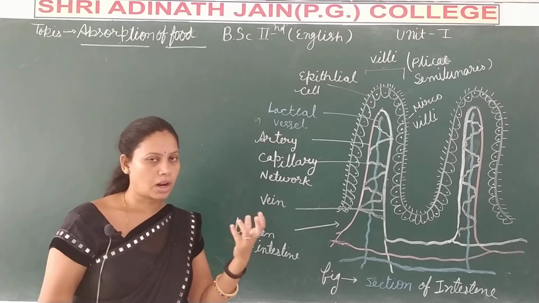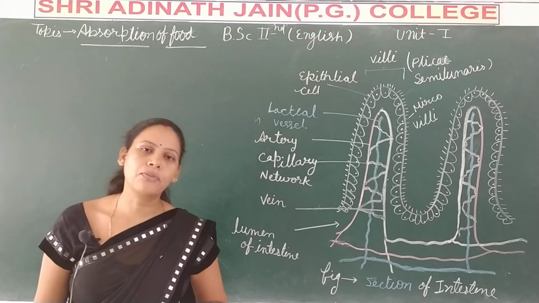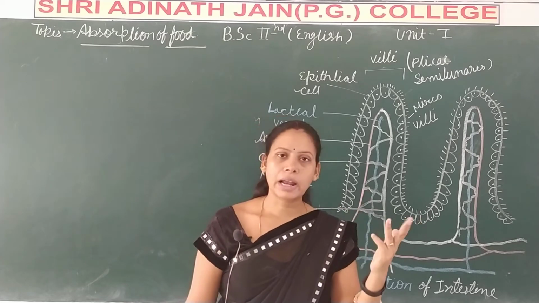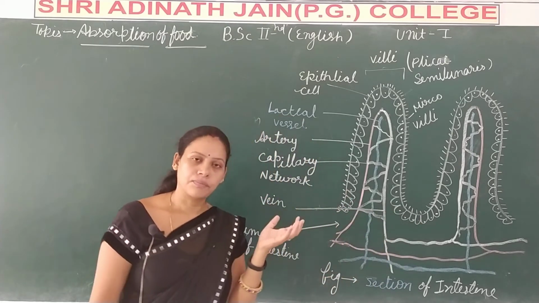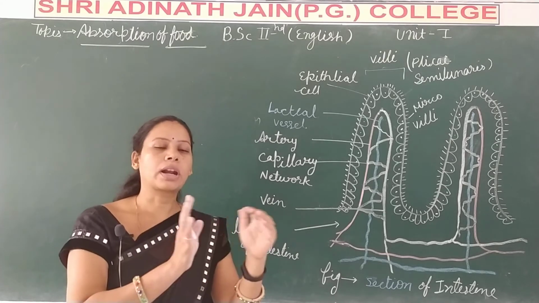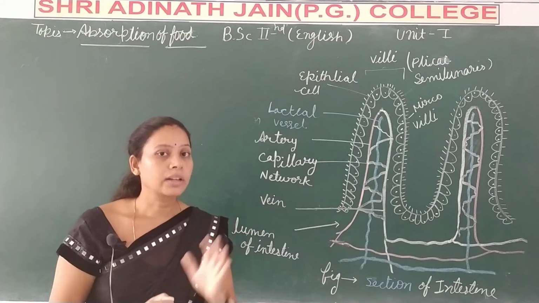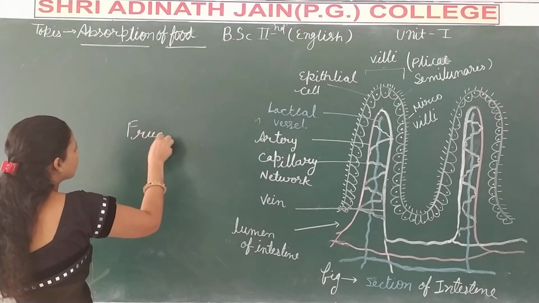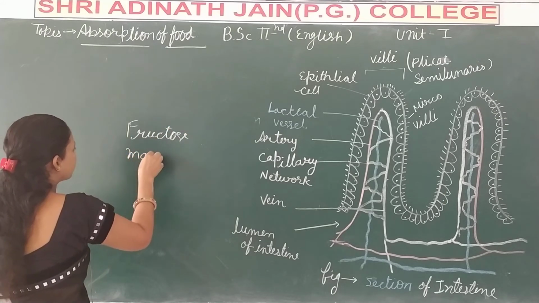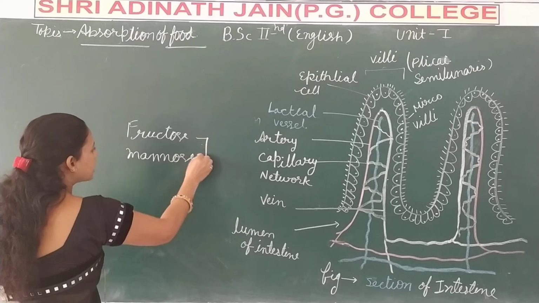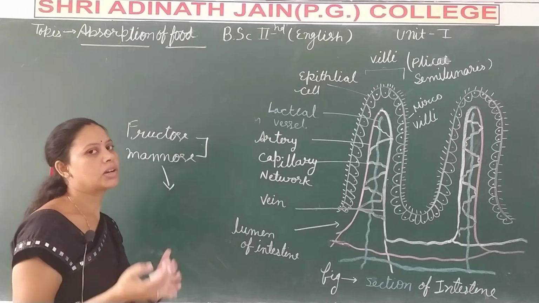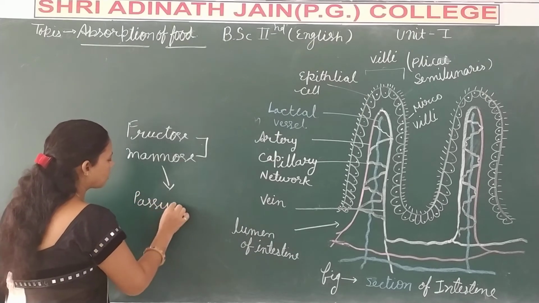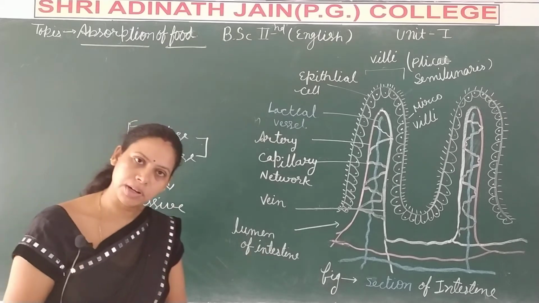So now, how will the absorption of carbohydrate be? The carbohydrate end products are glucose, fructose, galactose, mannose. These are the end products of carbohydrate. So among these products, fructose and mannose can be easily transported by the passive transportation. ठीक है.